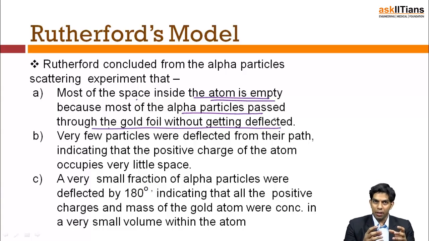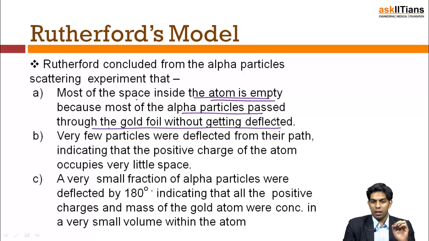Now, this was alarming, given that atoms, according to the previous model of J.J. Thomson, were solid. That is, the total atom and mass and everything is uniformly distributed. So you can't penetrate through that, obviously. Due to this observation, it clearly stated that most of the space in an atom is empty, completely empty.